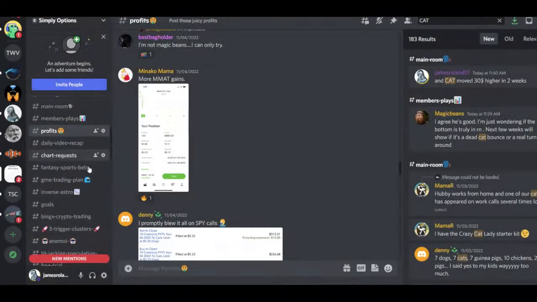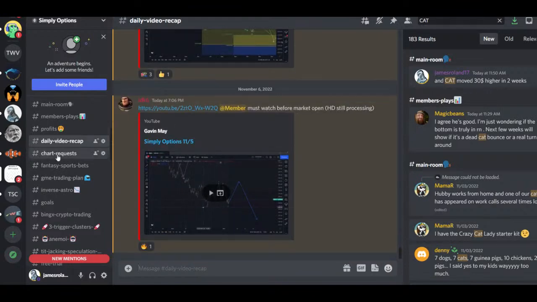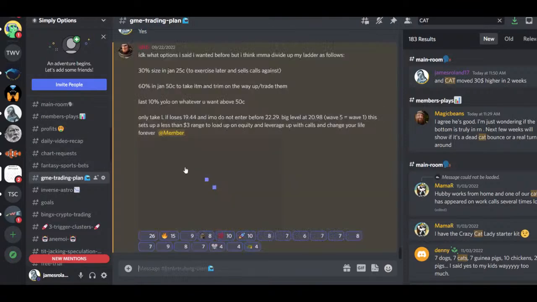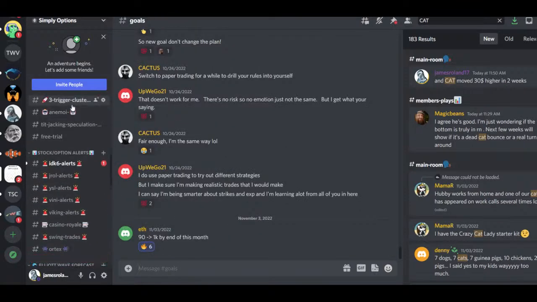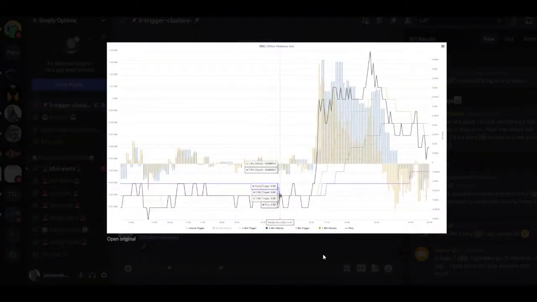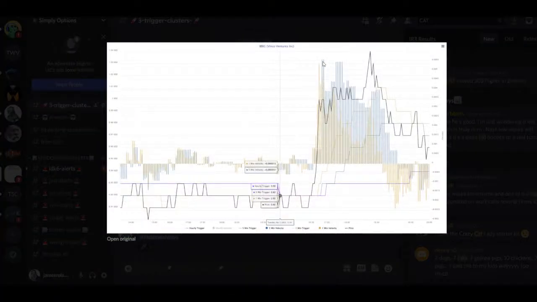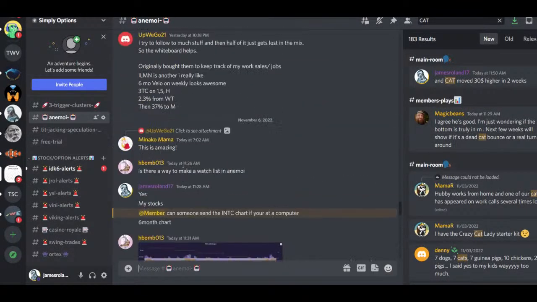We went long MMAT. We have daily video recaps from all the trades that we take. We post them here. Chart requests, like if anybody wants something charted. We have a fantasy league. We have the GME trading plan, which I probably shouldn't show. We have 3 trigger clusters, which are very strong Nimoy setups, like this one, where price breaks above 3 triggers at once. By the way, you can see how here was your most extreme 5 minute print, and then price made 1 high and then 2 highs, then reversed all the way back down because velocity didn't agree on the move up.